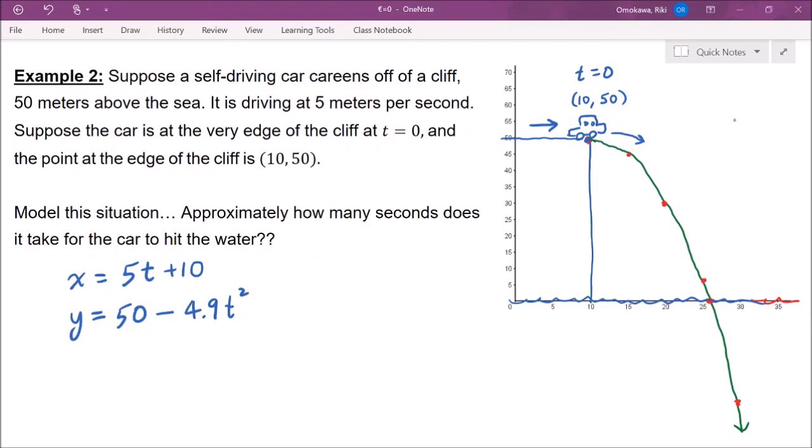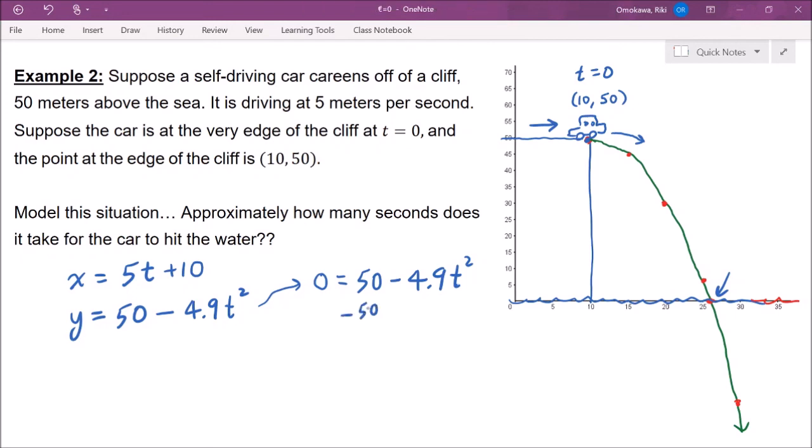Now, how do we do that? Approximately how many seconds does it take for the car to hit the water? Hit the water means its y value is at 0 here, right? So what you do is you're like, well, we want to know the time when y is 0. We have our equation for y, so plug in 0 for y equals 50 minus 4.9 t squared, and this is just an equation that we can solve for t.